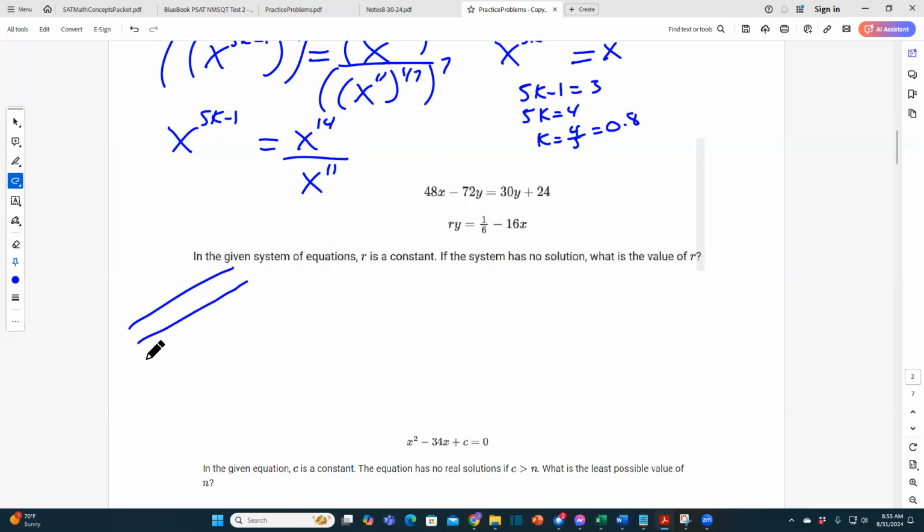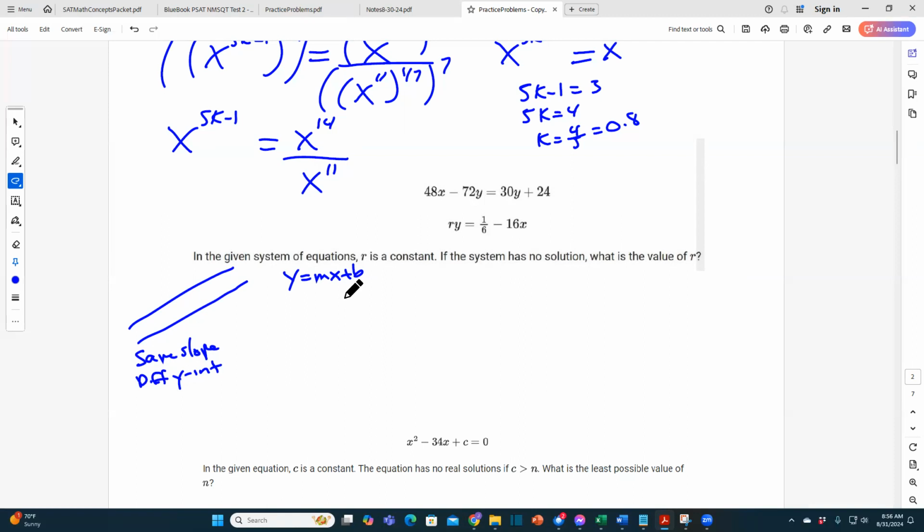They're parallel, same slope, with different y-intercepts. Okay. So really we just need to get the slopes to be equal. Okay, so we're going to simply put them in y equals mx plus b form. Okay, and then set the slopes equal to each other.